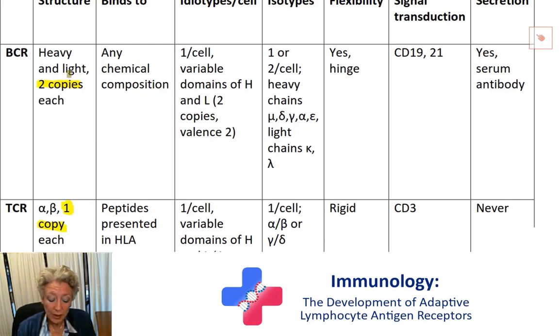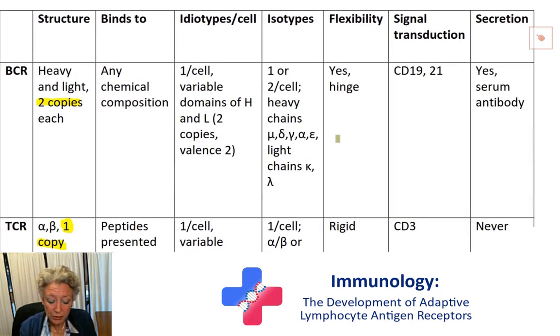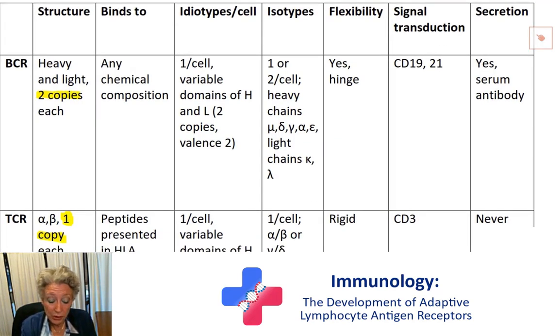Now, as far as function is concerned, notice that the B cell receptor will bind to any chemical composition. There are B cells in your body that will recognize lipid. There are some that will recognize nucleic acids. They may recognize polysaccharides. There's no limit to what potentially could fit that three-dimensional groove on the end of the arm.